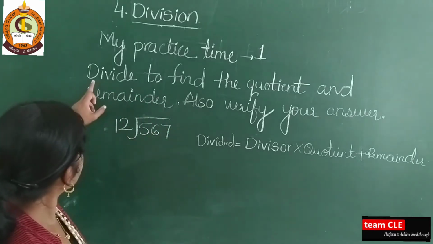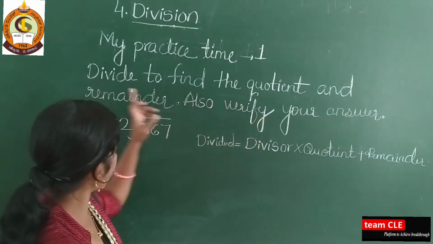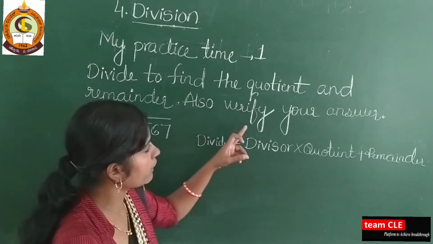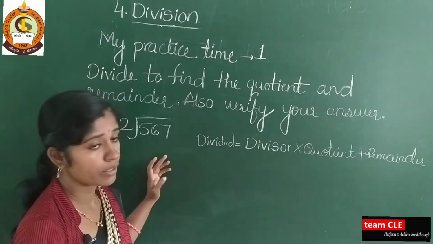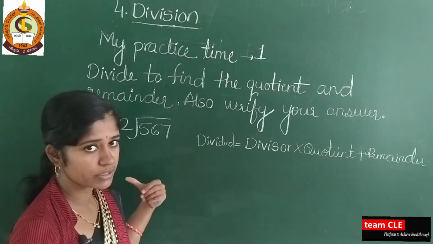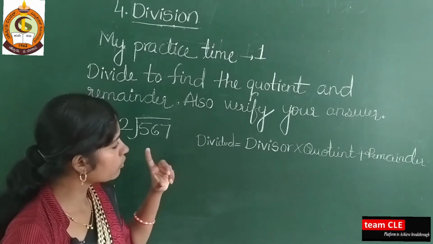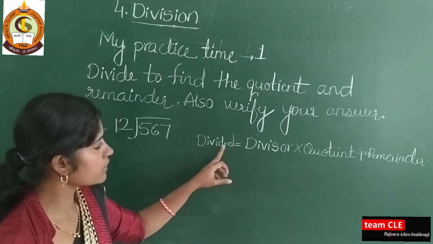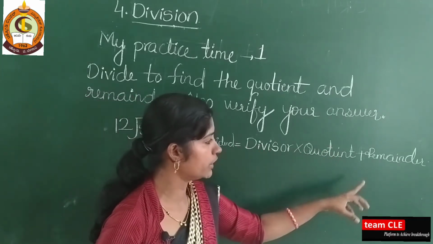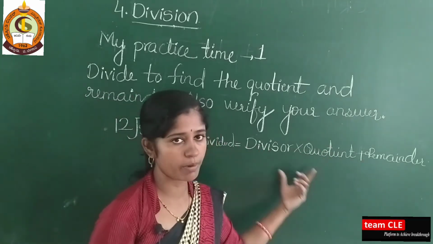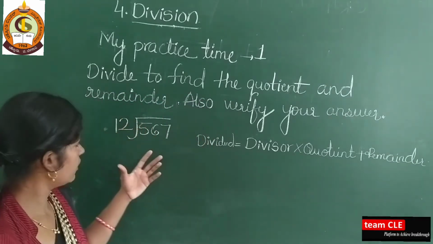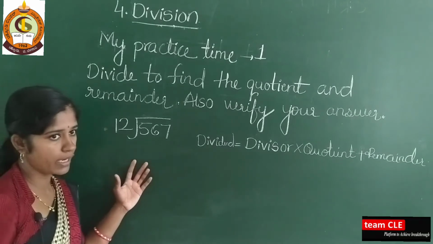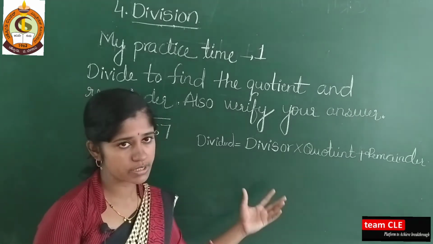Okay, see here, divide to find the quotient and remainder and also verify your answer. Verify your answer means you have to check whether my division is correct or wrong. For that you have one formula. Dividend is equal to divisor into quotient plus remainder. So by using this formula you can verify your answer. So let us solve this example and let us see how to do this example.